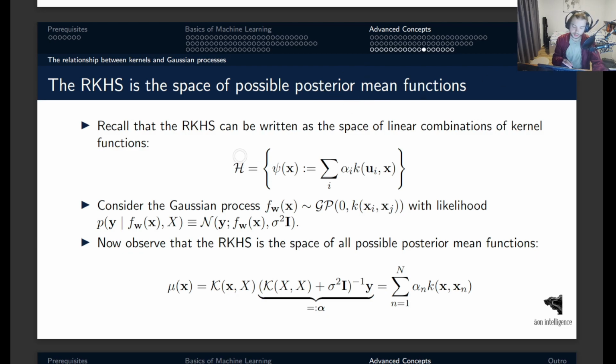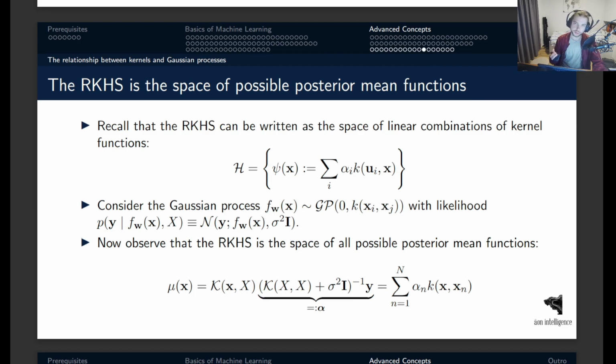So to see that, let's recall that a reproducing kernel Hilbert space H is just the space of linear combinations of kernel functions. So any element in that reproducing kernel Hilbert space, so these are functions, is just a linear combination of partially evaluated kernel functions. Admittedly, this notation is a little sloppy, but I'm sure you recall this construction of the reproducing kernel Hilbert space. So now I want to convince you of this claim that I made before.